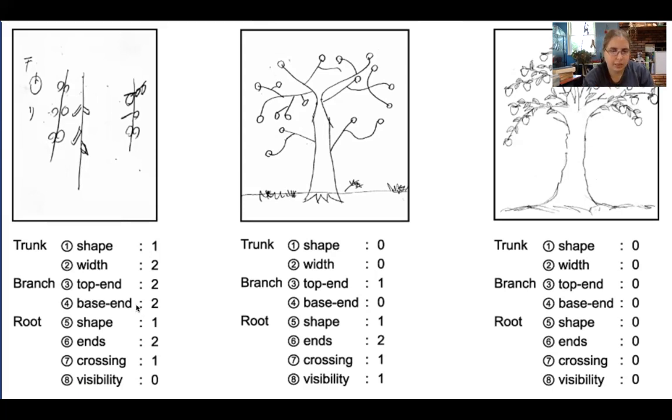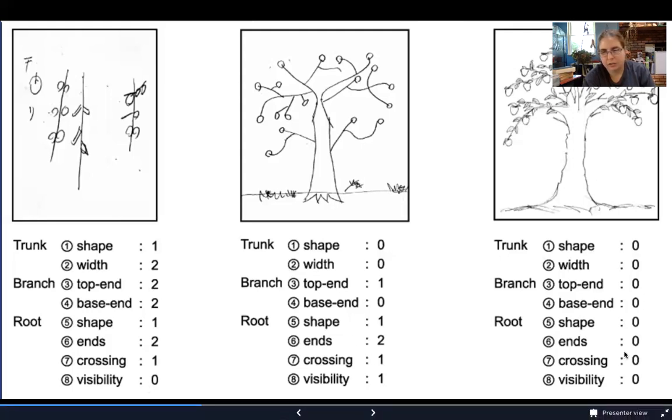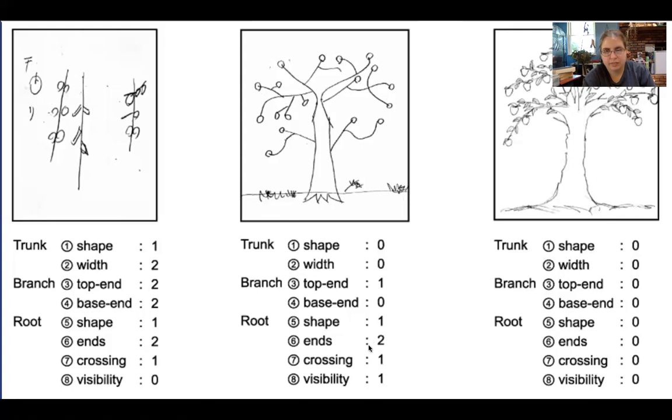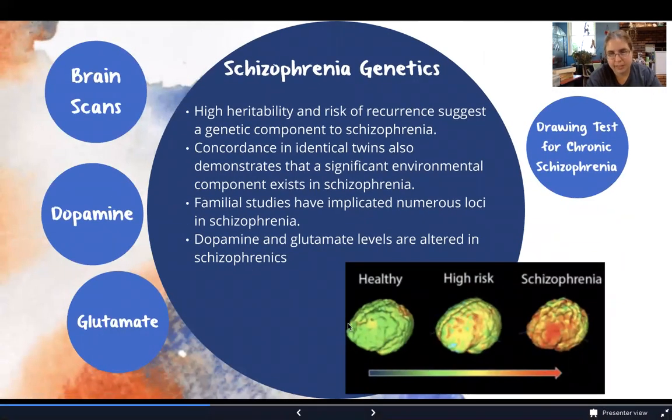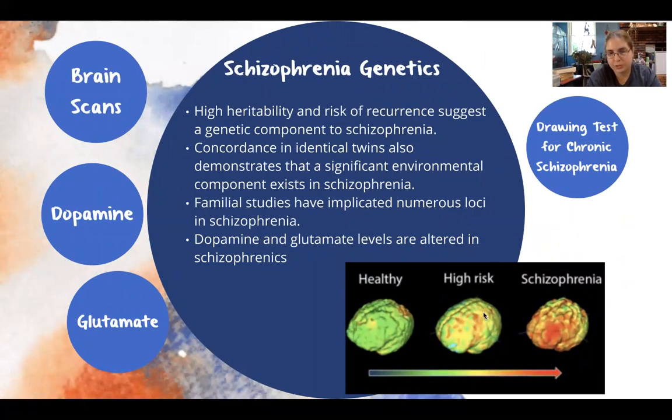So you notice how the scoring changes. You get all zeros, you're good. This one might indicate that there's something going on in terms of neural connections and perception, but maybe not necessarily schizophrenia. This one means definitely schizophrenia. Here's a brain scan going from healthy, high risk for schizophrenia, and then someone with schizophrenia. Again, you can see how different parts of the brain are lit up.